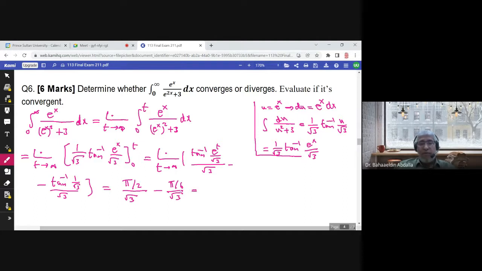So you can just leave it like this, or write it: pi over 2 minus pi over 6 is 3 over 6 minus 1 over 6, 2 over 6, which is pi over 3. So that's the final answer.